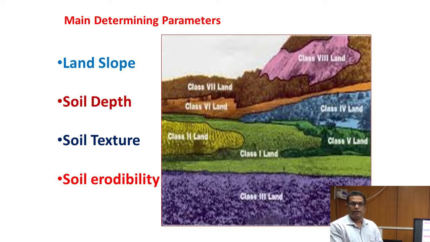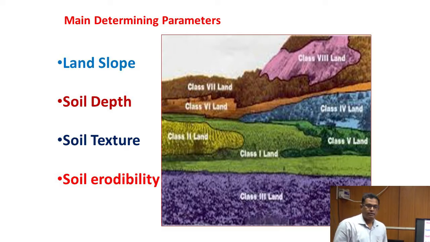And last is soil erodibility. Erodibility is the property of soil through which it resists soil erosion. There are two things: one is erosivity and second is erodibility. Erosivity is a function of rainfall, the force or intensity with which the rain is falling. And soil erodibility is the resistance offered by the soil in controlling soil erosion, or keeping the soil bed intact. That is soil erodibility.